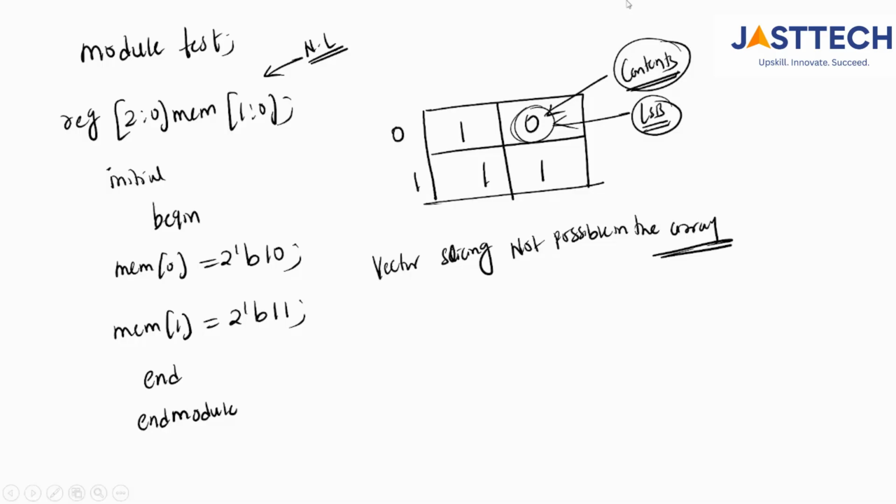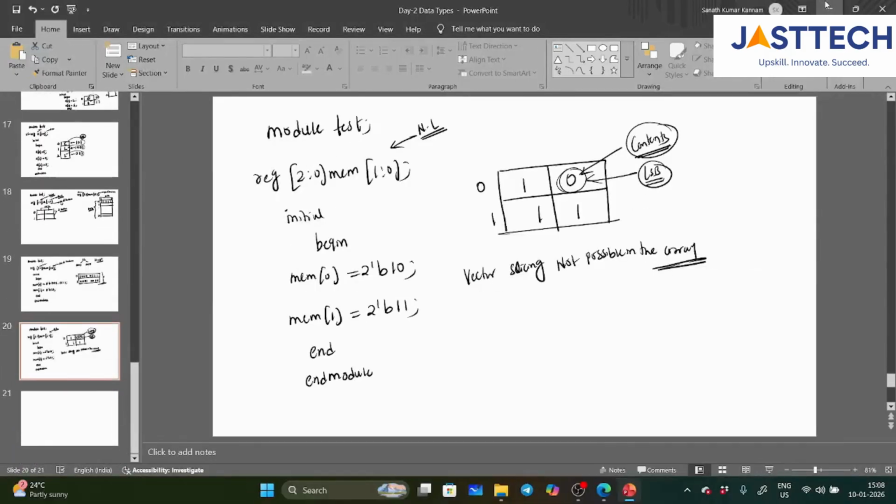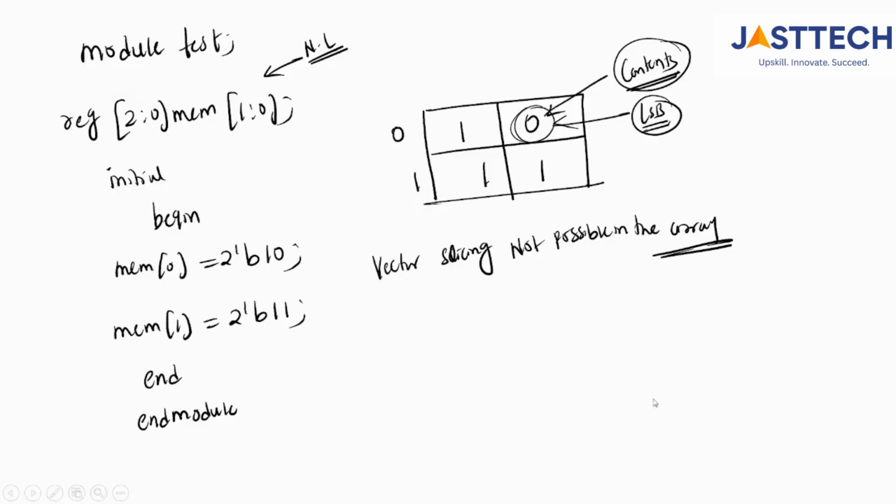One more. So here there will be three locations, right? Reg 2 down to 0, right? One second. 1 down to 0, yeah. Three locations means, yeah, 1 down to 0. If you consider 1 down to 0, two locations only, no? Okay, 1 down to 0, I'll put. Yeah, yeah.